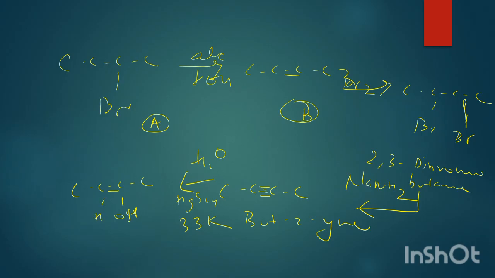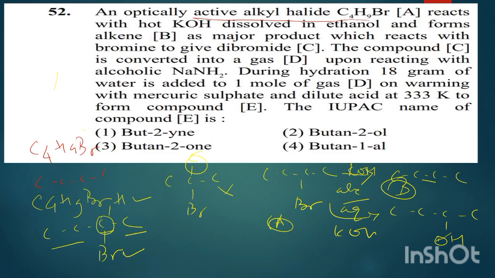What this does is a rearrangement, that is, the double bond gets transferred to here. So here we get a double bond to O. So this is the final answer E. What is this? Butan-2-one. Let's see if any of the options is correct. Yes, option 3 is correct, so the correct answer will be option 3, butan-2-one.